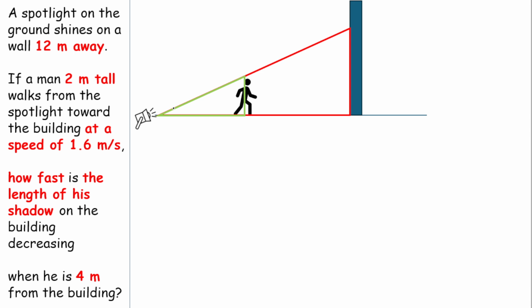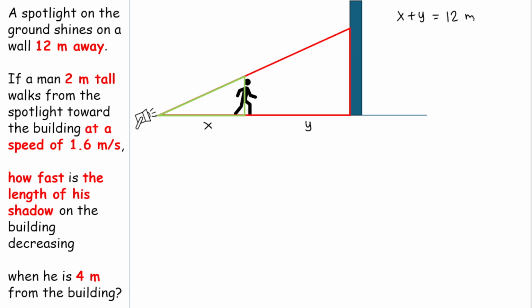Here is the spotlight, and the distance from this spotlight to this building wall is 12 meters. But I want to divide the distance into two. The first one is from the spotlight to the man here. Let's name this X. And from the man to the wall, Y. The total distance is 12 meters. So we know that X plus Y is equal to 12. And the unit here is meters.